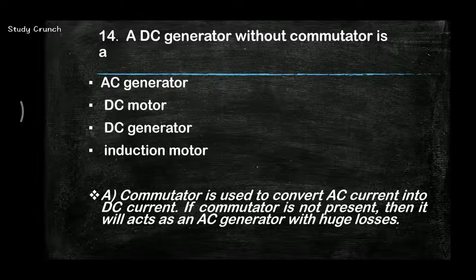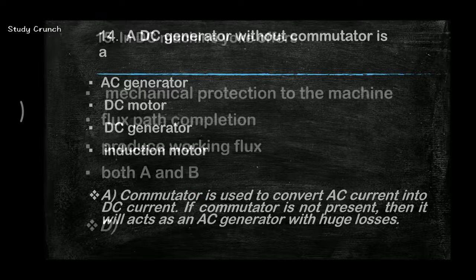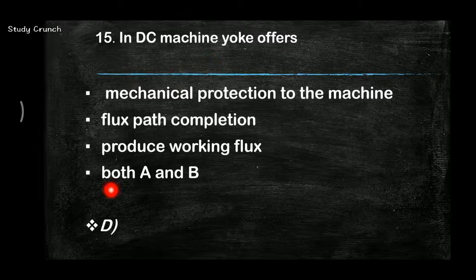Next, a DC generator without commutator is an AC generator. So if it doesn't have any commutator, it will act as an AC generator. So the commutator is mainly used to convert the AC current into DC current. If the commutator is not present, then it will act as an AC generator with huge losses. Next, in a DC machine, the yoke offers both A and B. That is, it will provide mechanical protection to the machine as well as flux path completion. So A and B both are correct. So the answer will be D.